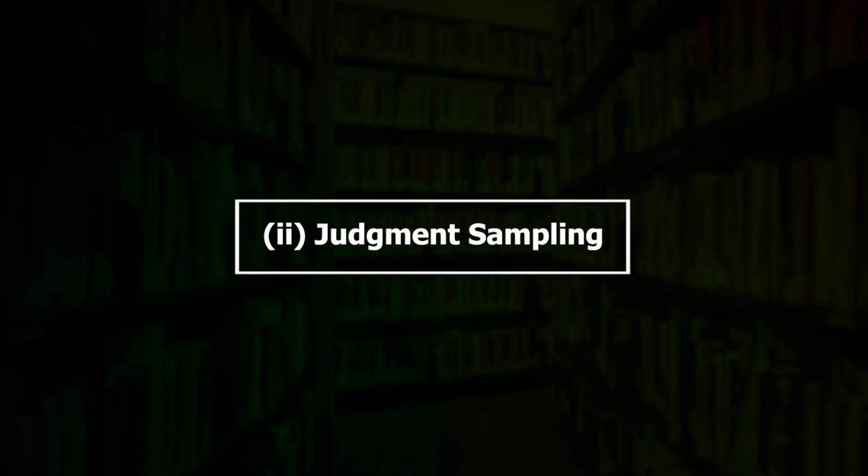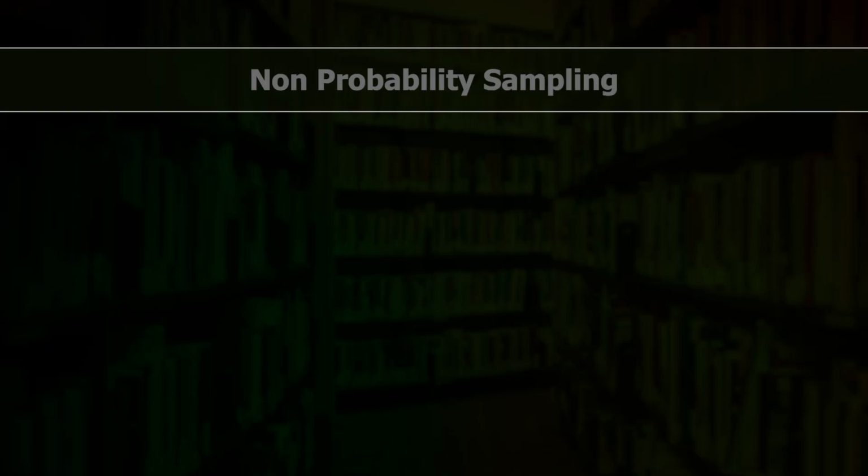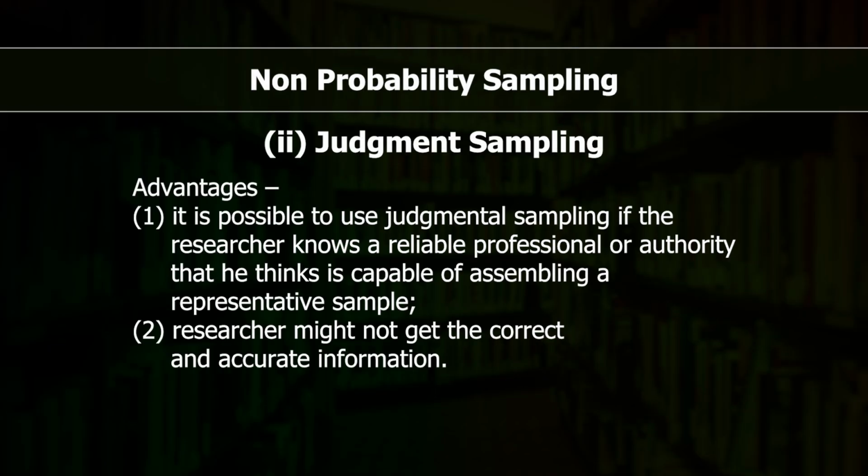Next is judgment sampling. Under this, units to be observed are selected on the basis of the researcher's professional judgment or experience. Researcher exerts some effort in selecting the units which are to be studied. There are some advantages of it. It is possible to use judgmental sampling if the researcher knows a reliable professional or authority that he thinks is capable of assembling a representative sample.